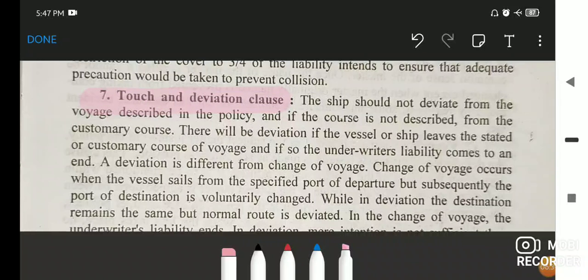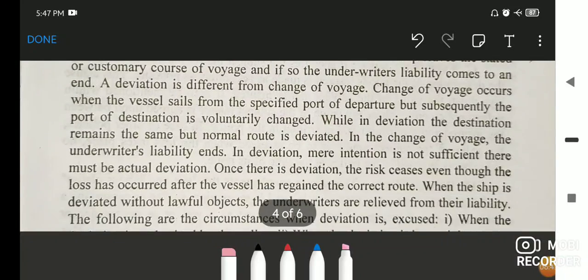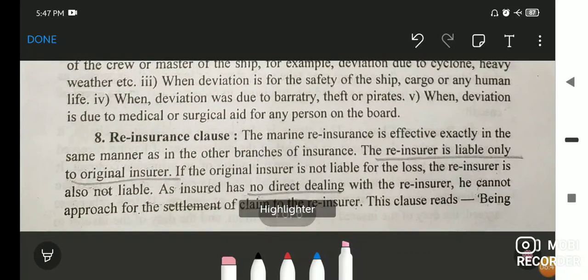It's just that the people who had taken the insurance policy have to prove that yes, there was some contingency, there was some risk that was associated on that particular route, that is why the ship had to deviate the voyage. Next is reinsurance clause. As I have told you, whenever we are talking about reinsurance, we are talking about getting the insurance policy from some other person as well. So basically the reinsurance is liable only to original insurer, not the person to whom the assignment is done.